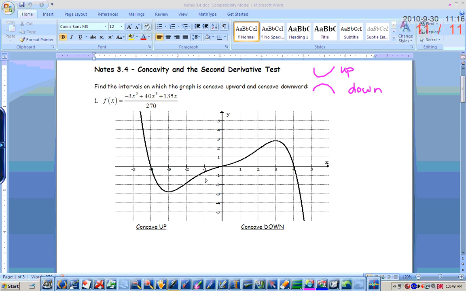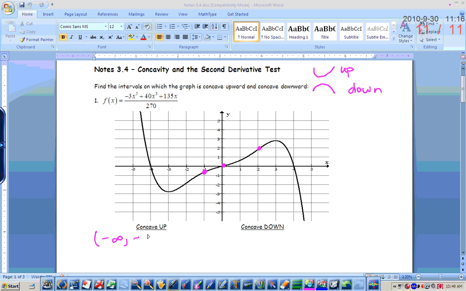All right, so I want you to put dots at x equals -1, x equals 2, and x equals 0. Okay, so I am concave up from -infinity till where?